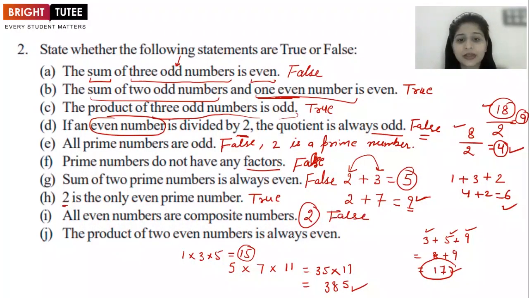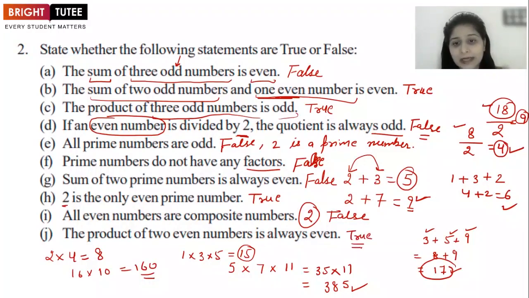The product of two even numbers is always even. Let's try figuring it out. I'll multiply two even numbers. Suppose 2 and 4. Yes, I'm getting the answer as 8. And if I try with suppose 16 and let it be 10, both of them are even numbers. It is giving us an even number as the answer. So yes, it is going to be even. It is a true statement.